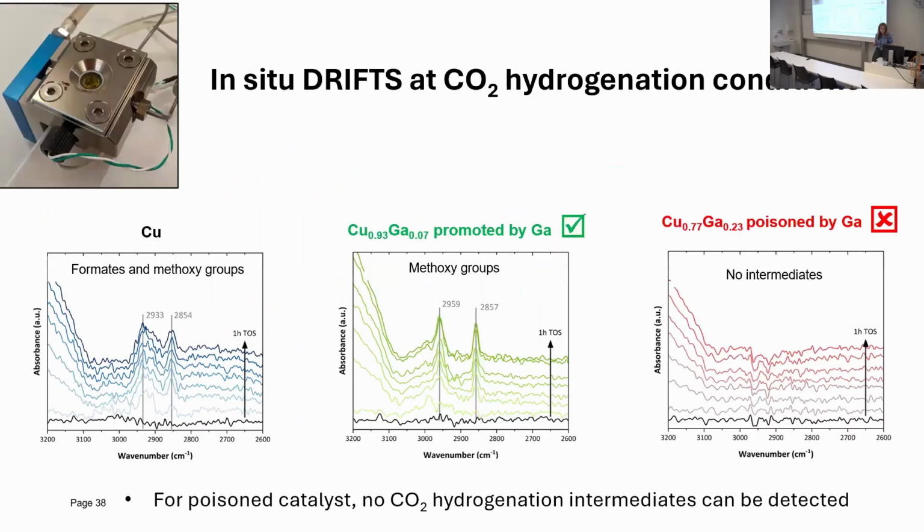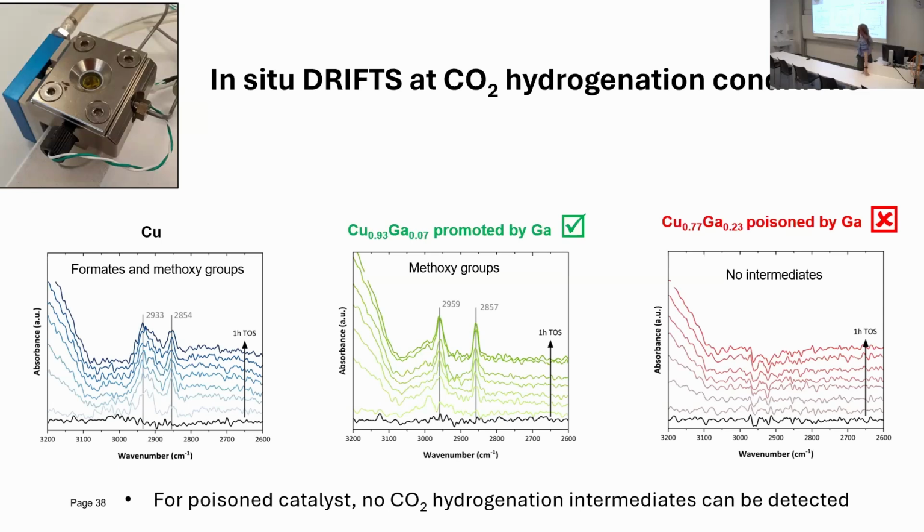Then we went to the maximum we could get from XAS, but we still could not understand exactly what's going on. We decided to use DRIFTS, infrared spectroscopy, and look if we see different intermediates, what's going on with the catalyst. We also designed this cell, which can also go to 20 bar, and in collaboration with David Ferri, we used his spectrometers at PSI to use this cell. We looked at three catalysts: the catalyst containing just copper nanoparticles, the catalyst promoted by gallium, and the catalyst poisoned by gallium.